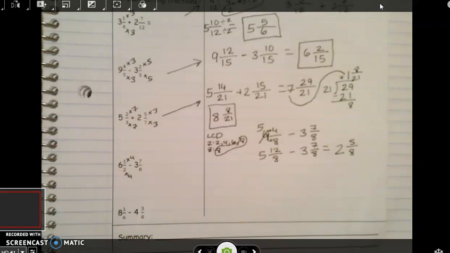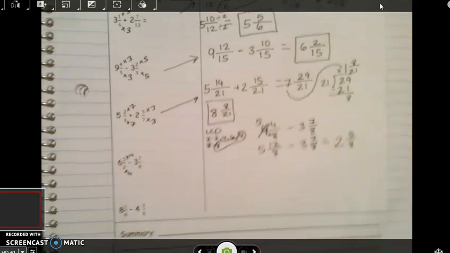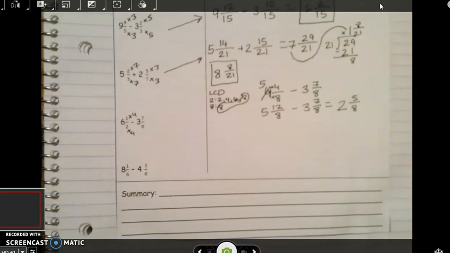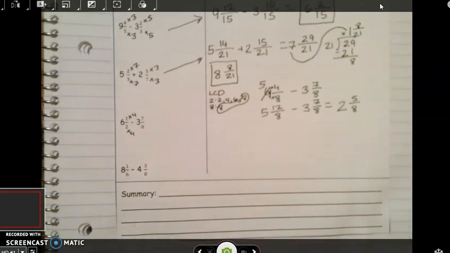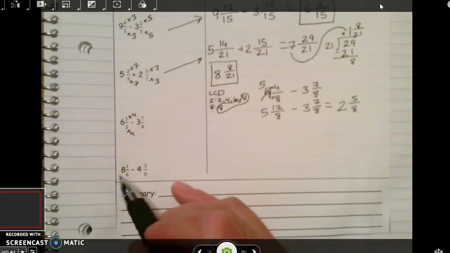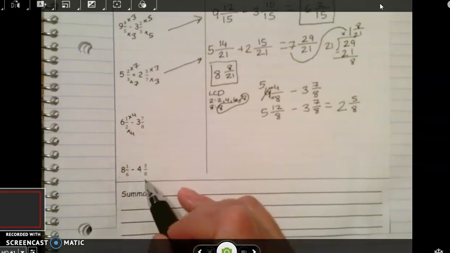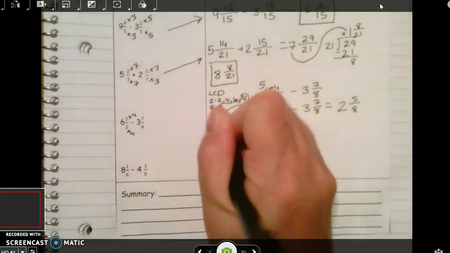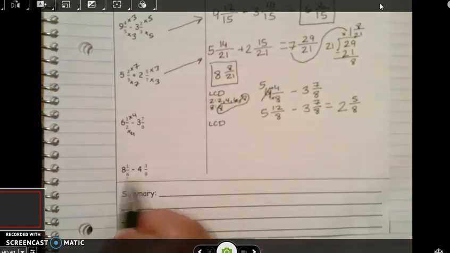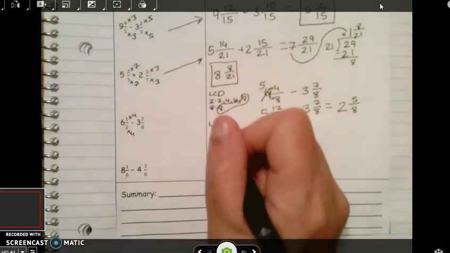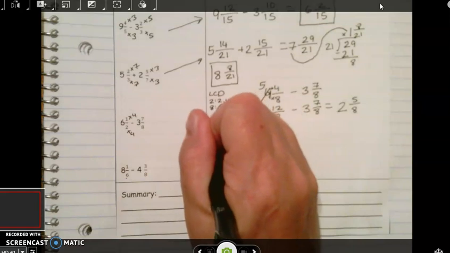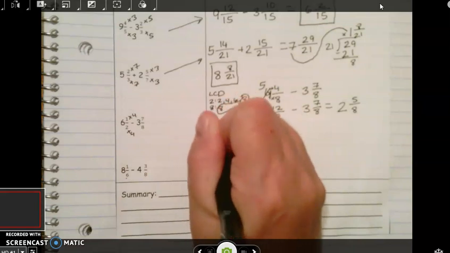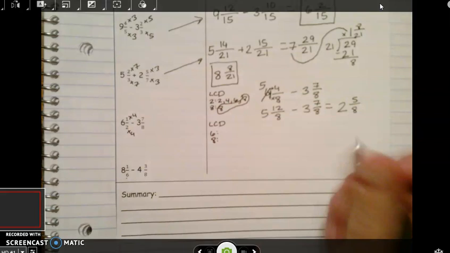Okay? Last question, everybody. What I want you to do when you're done here is explain how we regrouped in the summary. Okay? So, 8 and 1/6 minus 4 and 3/8. So I'm going to do my LCD. I can tell I have a common factor of 2. 2 times 3 gives me 6. 2 times 4 gives me 8. So I am not going to multiply 6 times 8 to give me my common denominator. My common denominator will be less than 48.